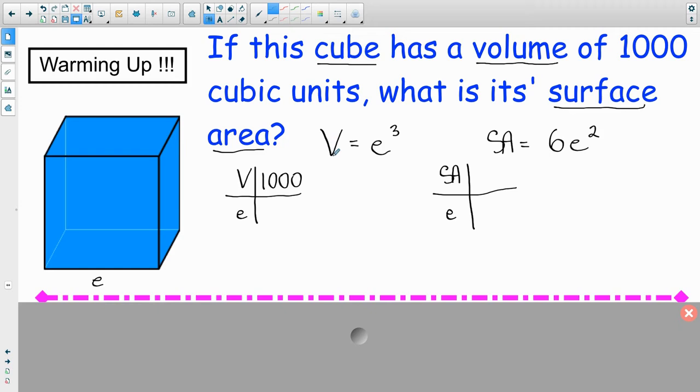So I'm going to substitute into the volume here, 1,000 is equal to my edge to the third power. Now, up until now, for most of your mathematical lives, you've gotten x's or variables that have been squared. And in order to undo a square, you used a square root. Well, guess what? There also exists something called a cubed root.